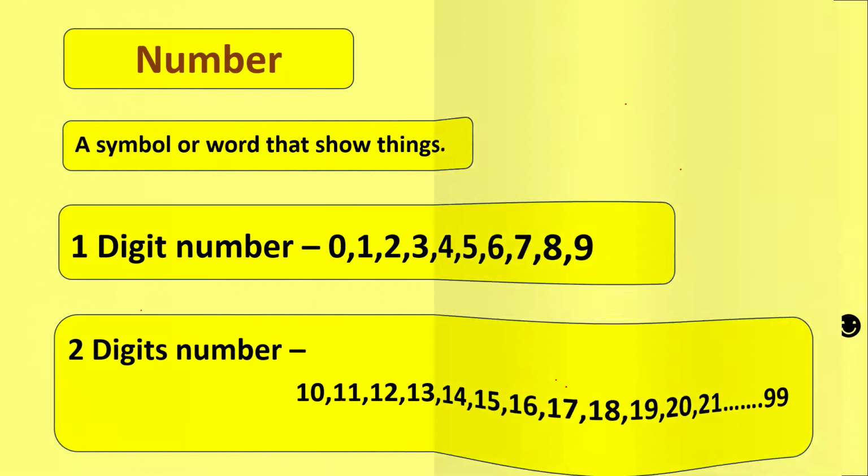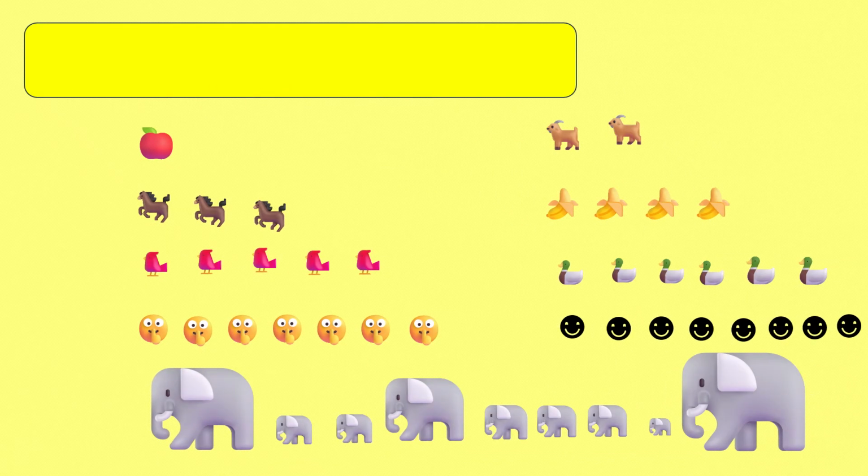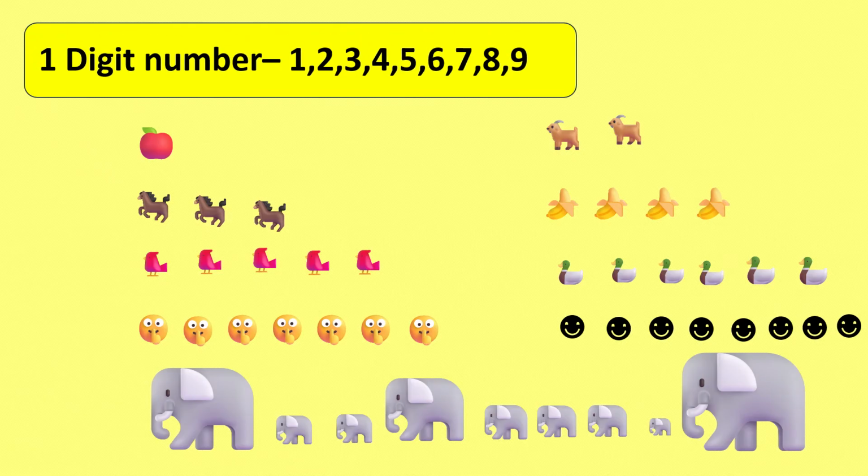Here, one digit numbers start from 0, 1, 2, 3, 4, 5, 6, 7, 8, 9. Here are a few things like apple, horse, bird, elephant, dog, a smiley face, banana, and goats. For each object we give a specific number, so it's easy to count. Like, how many apples are here? One. So for the one apple, we give a specific number which is one.